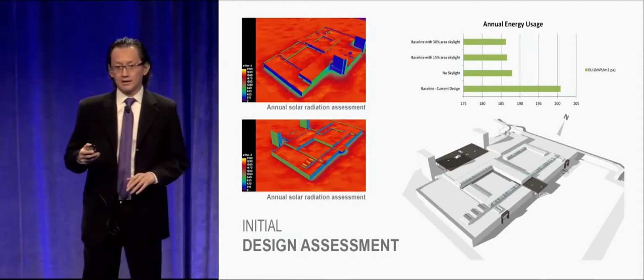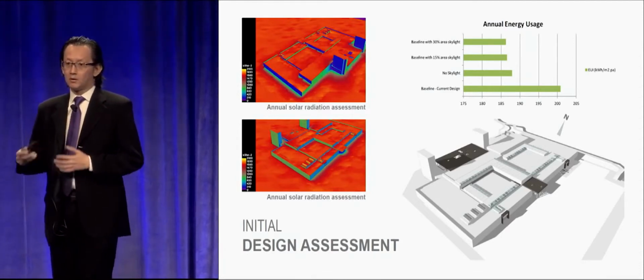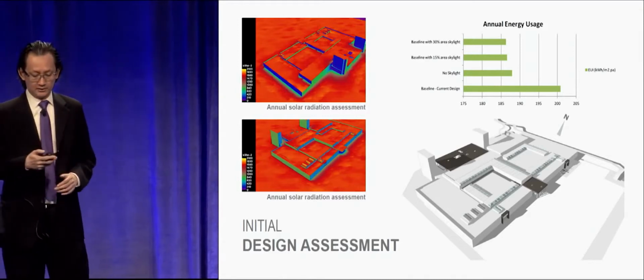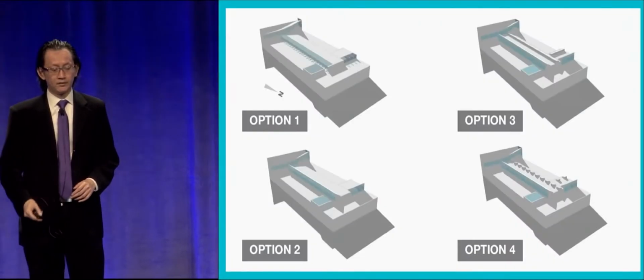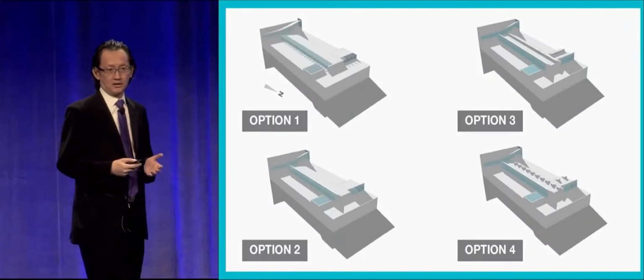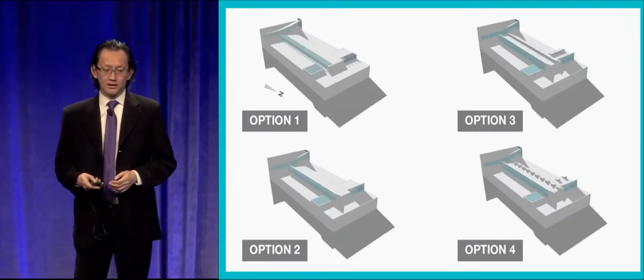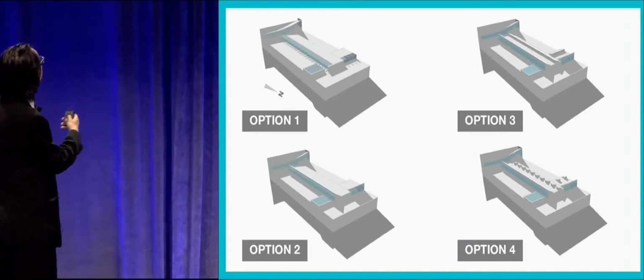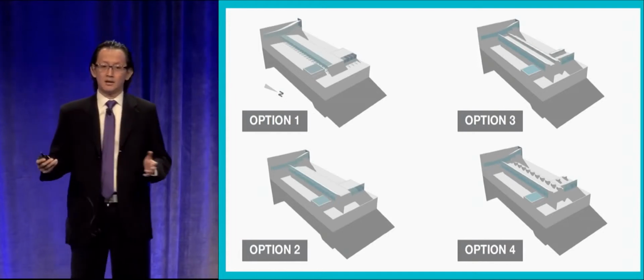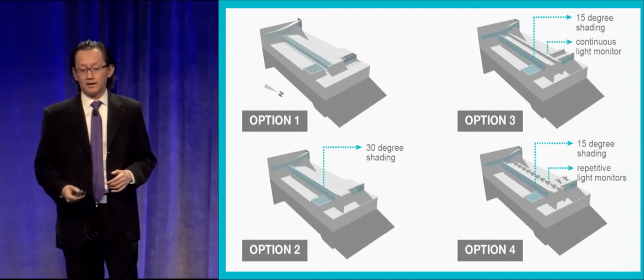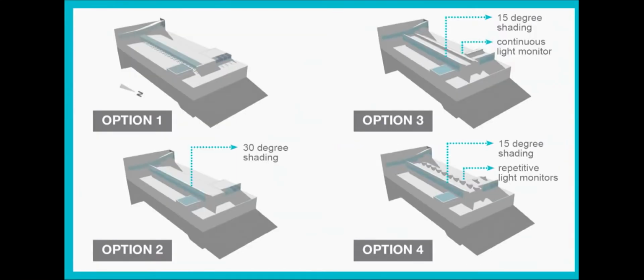After we assessed the energy, we wanted to see how the daylight is in the space, especially in the corridor. We played with 4 different options in the beginning. Option 1 is our initial design sketch. In options 2, 3, and 4, we introduced different types of shading devices and light monitors. For example, option 3 has a 15-degree shading device and continuous light monitors.